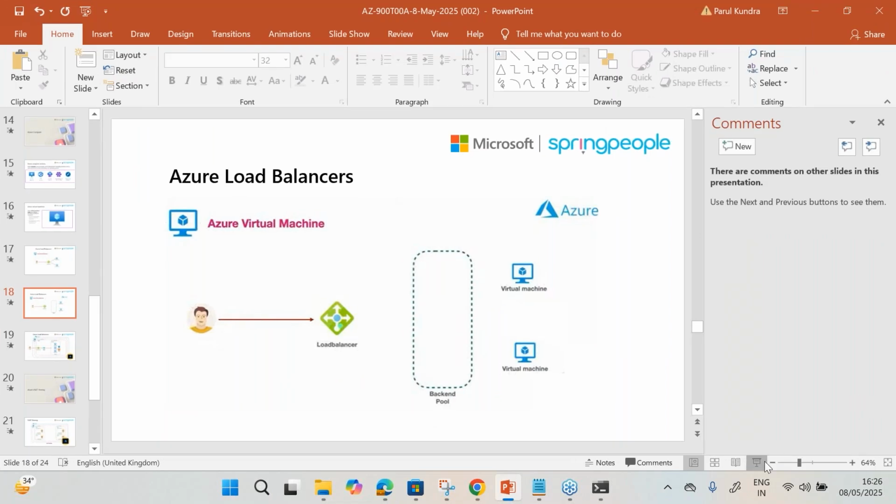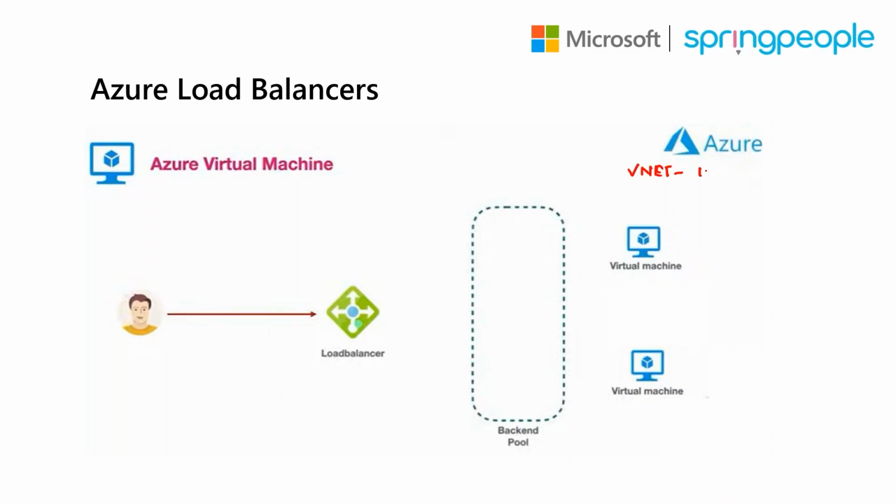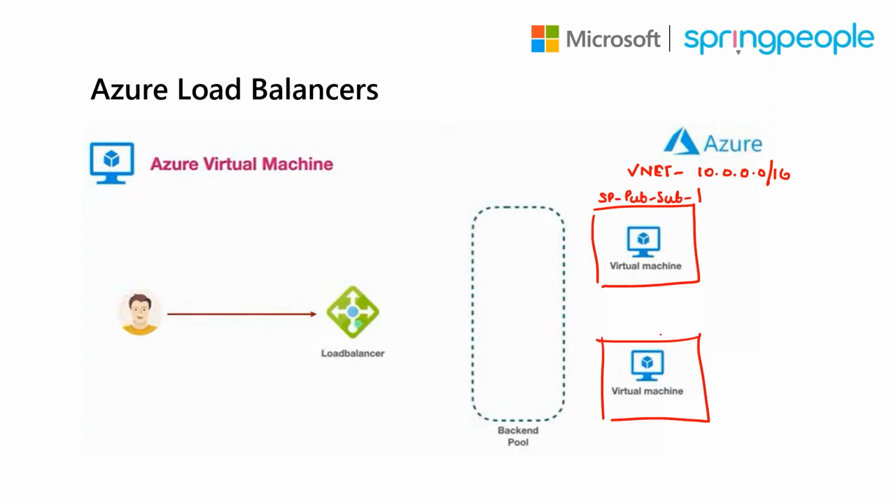So let me write down what I did so that you understand. I created a VNet and gave it a CIDR of 10.0.0.0/16. Then I created one virtual machine and kept it in a subnet, SpringPeople public subnet 1, and I created another virtual machine in SpringPeople public subnet 2. This machine has a private IP 10.0.1.4. This machine has a private IP 10.0.2.4, and then I created the load balancer.